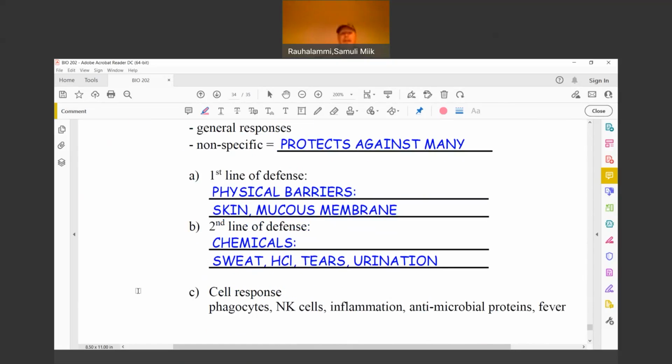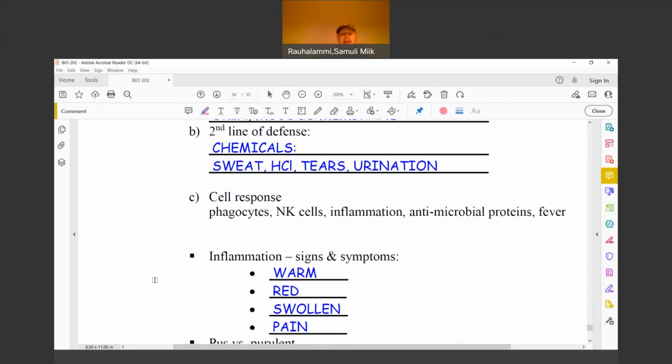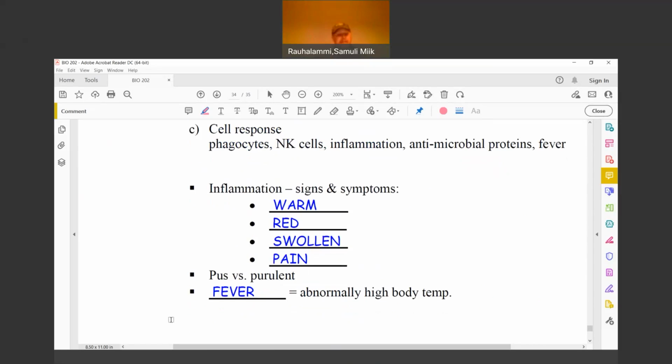If the second line failed as well, we could recruit cell responses. So we had our natural killer cells, phagocytic cells, antimicrobial proteins, and so on. I want to highlight especially inflammation and fever from these. So inflammation, the signs and symptoms, was red, warm, swollen, painful. And the fifth one that you could add there is the loss of function. Fever, referring to abnormally high body temperature, is more of a global, in the body response than a local response.